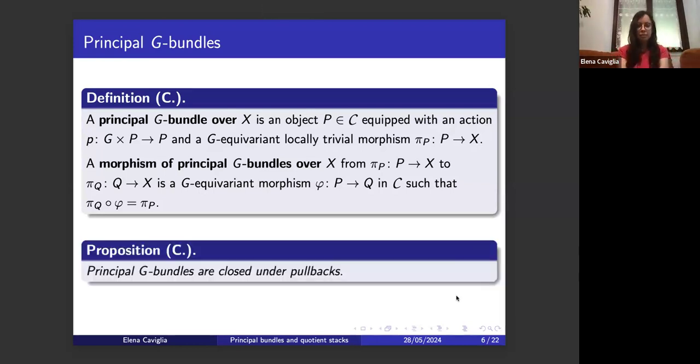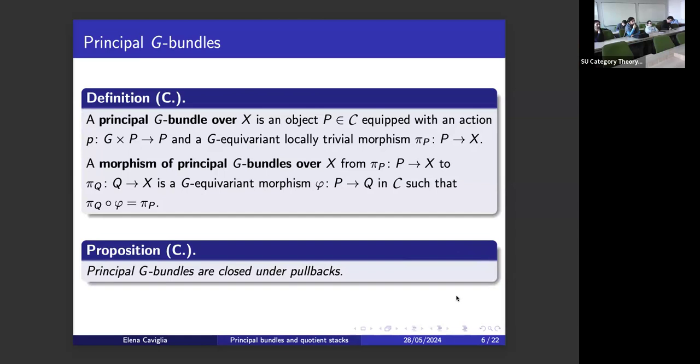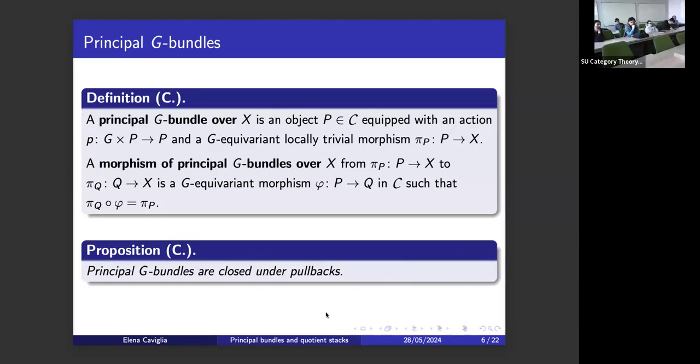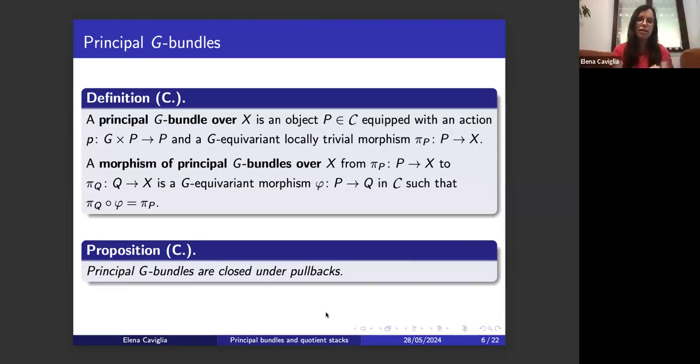And a very important property that we are able to prove is that principal G-bundles are closed under pullbacks. And the reason for this is that the Grothendieck topology is closed under pullbacks. And so this is what allows us to prove this result. And this property will be very important for us because it is what allows us to construct quotient prestacks.